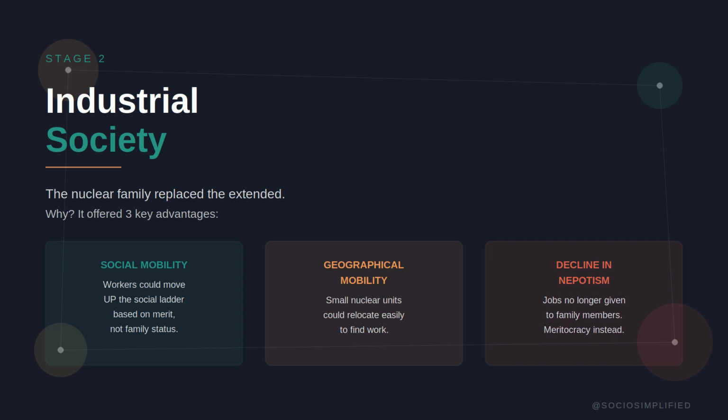Two, geographical mobility. Factories were not everywhere. Work was where the factories were. A small nuclear family could pack up and move to Manchester or London for a job. A large extended family couldn't. Number three, decline in nepotism. In pre-industrial society, you got a job because your father knew someone. In industrial society, employers needed the best workers, not just your cousin. So family connections mattered less and individual skill mattered more. The nuclear family fits all three needs perfectly. That, in essence, is the Fit Thesis.